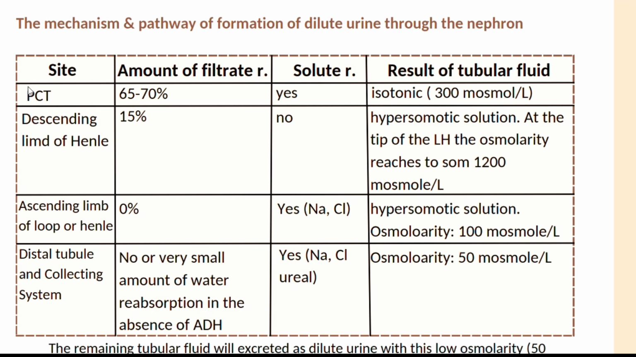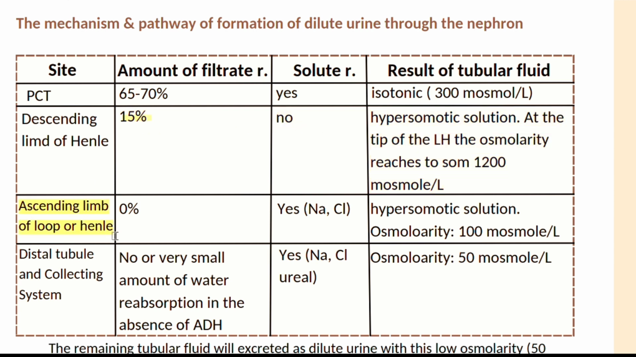the mechanism and pathway of formation of dilute urine through the nephron. Site: PCT. Amount of water reabsorbed: 65 to 70%. Solute reabsorbed: yes. The solute of the tubular fluid is isotonic, 300 mmol per liter. Next, the descending limb of the loop of Henle: 15% of the amount of water reabsorbed. No solute reabsorption. The result is a hyperosmotic tubular fluid. At the tip of the loop of Henle, the osmolarity reaches some 1,200 mmol per liter.